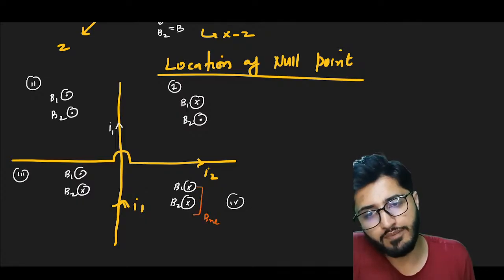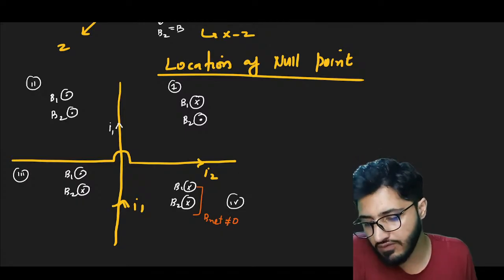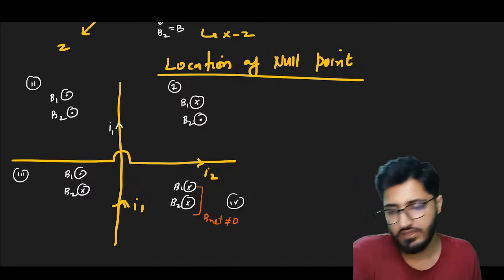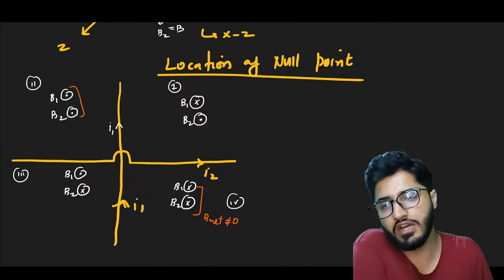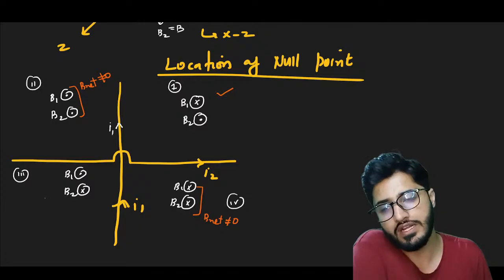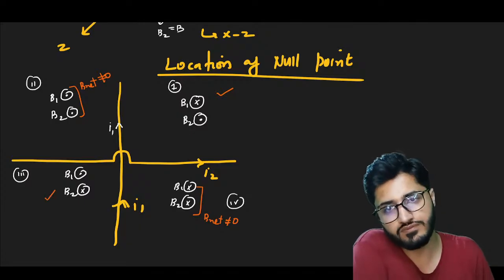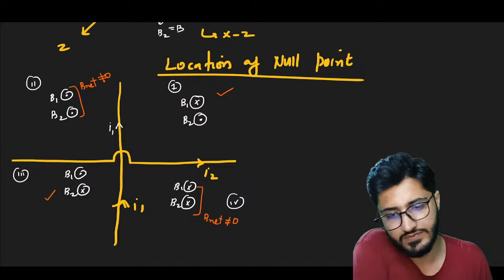You can see now, here it is not possible to get my B net equal to 0. It is not possible, because every time B1 would be added with B2. The direction is the same, so B net is not possible to get 0. That means only in this quadrant it could be 0. Done?